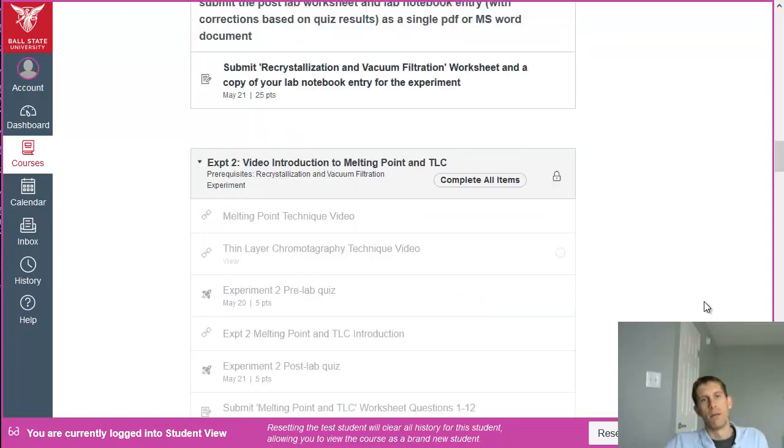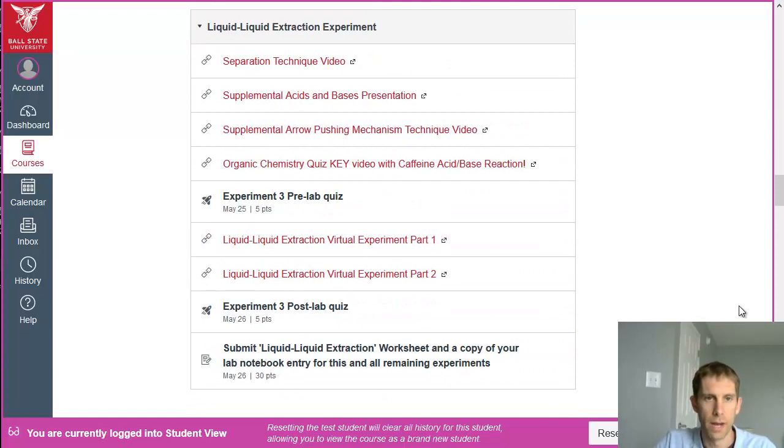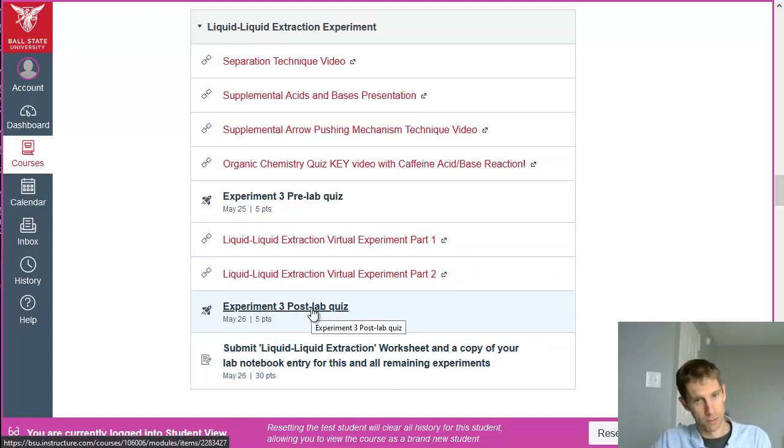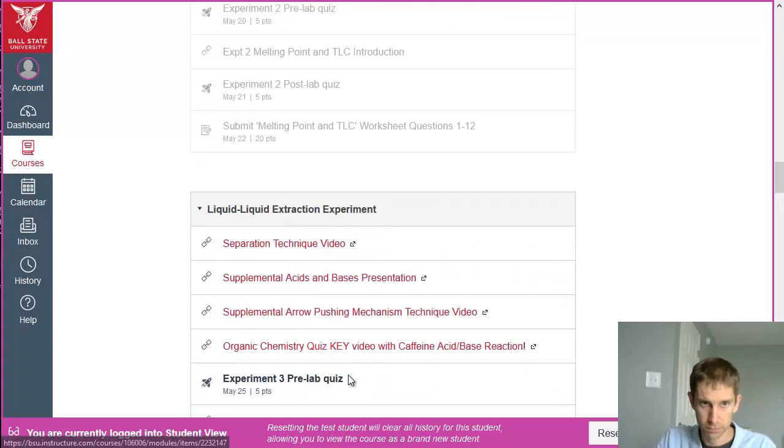All right, so again, most experiments have that same outline. So I haven't detailed all of that for like the liquid-liquid extraction experiment. That's experiment 3. So there's a couple videos that you could watch to prepare you for this. Go ahead and read the actual experiment through your VitalSource Chem 241 eWorkbook. Take the pre-lab quiz, watch the experiment, finish entering that information into your notebook, take the post-lab quiz. If you do well in the post-lab quiz, jump right into that post-lab worksheet.